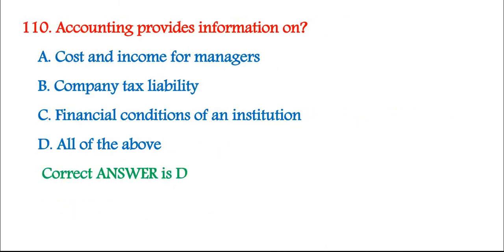110. Accounting provides information on A. Cost and income for managers. B. Company tax liability. C. Financial conditions of an institution. D. All of the above. Correct answer is D.